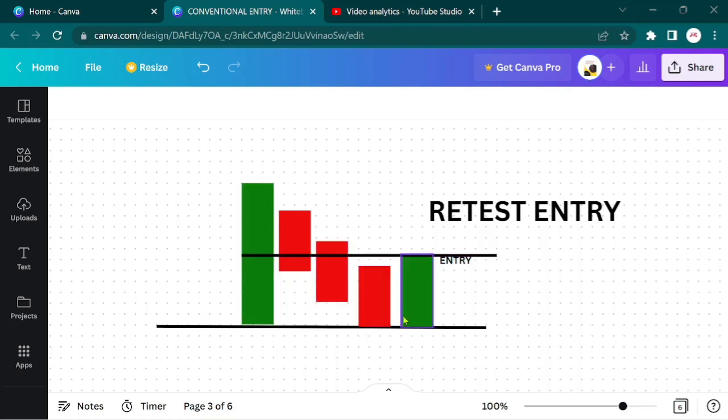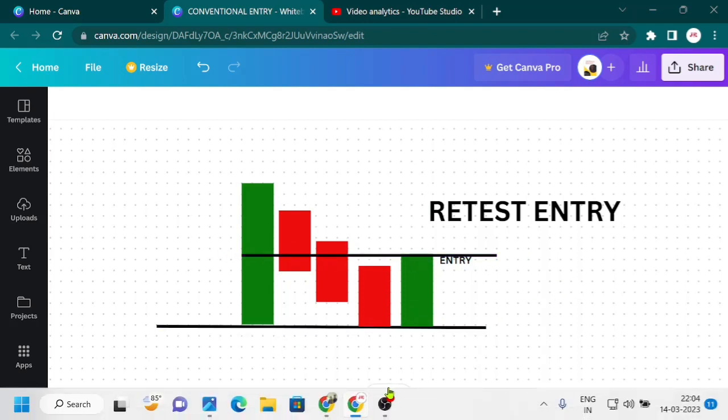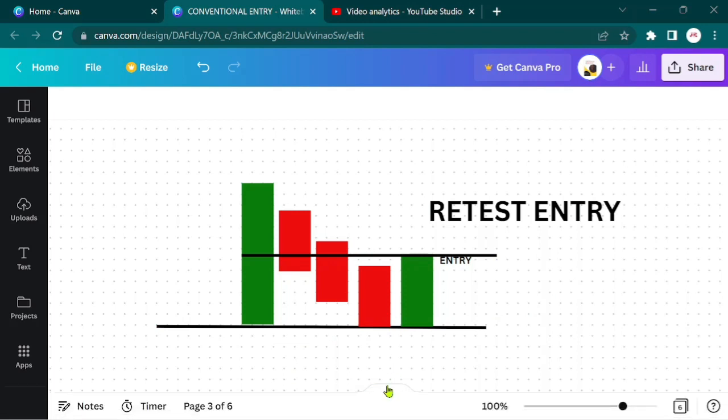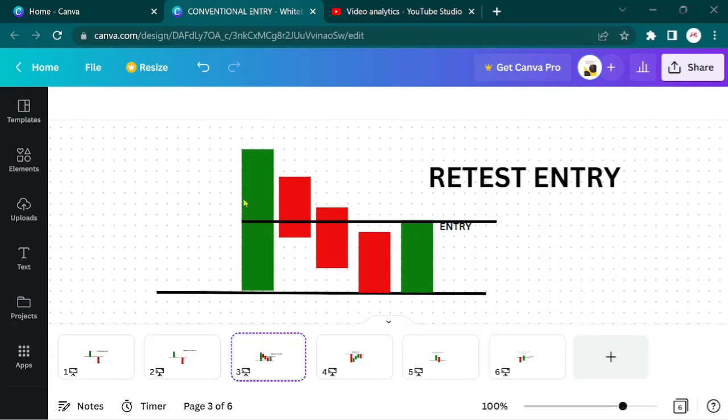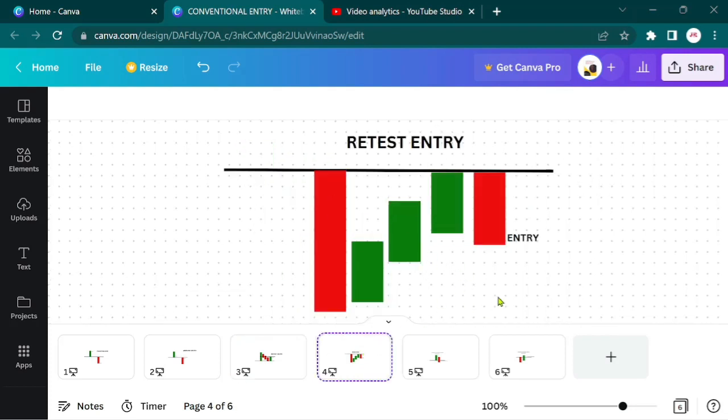Here it is retesting and giving a bullish sign. Right at the 50% of the candle, they will take entry. This is called retest entry. Retest entry on the upside, the bullish side. Okay, this is the retest entry on the bearish side.